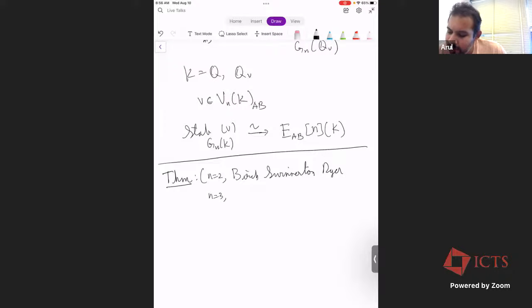When n is equal to 3 and 4, it's due to Cremona, Fisher, and Stoll. And when n is equal to 5, it's due to Stoll. Sorry, it's due to Fisher. This is an amazing theorem.